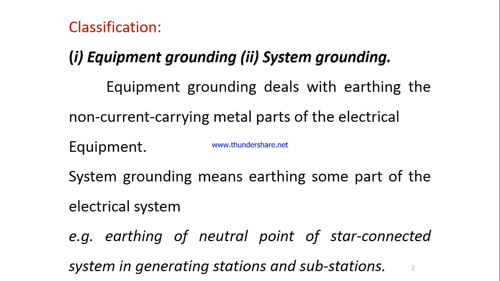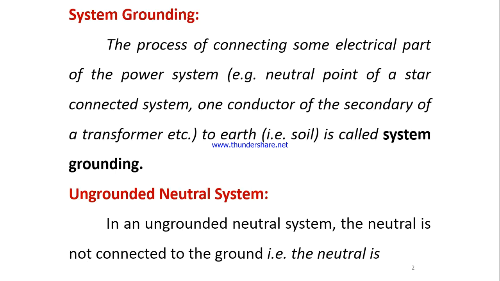Equipment grounding deals with the earthing of the non-current carrying metal parts of the electrical equipment. So it is based upon the equipment. System grounding means earthing some part of the electrical system, earthing of a neutral point or star connected system in generating stations and substations. So system grounding is normally the process of connecting an electrical part.